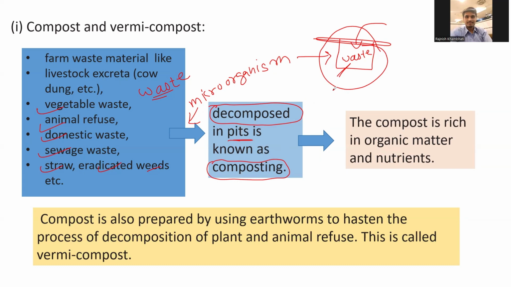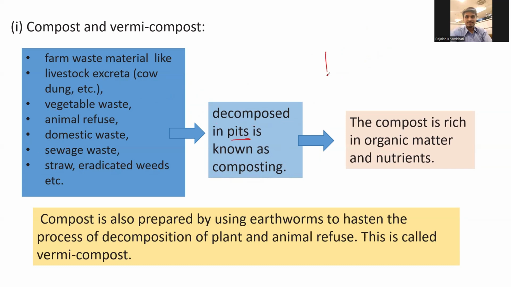So see here again, the pit is the place where this process occurs, and the process is known as composting. The formation of compost in the pit is known as composting, and this compost, or you can say manure, is rich in organic matter and nutrients, because compost is manure only. So when you add compost or manure into the soil, it will be giving organic matter and nutrients to the soil, and this will make the soil fertile.